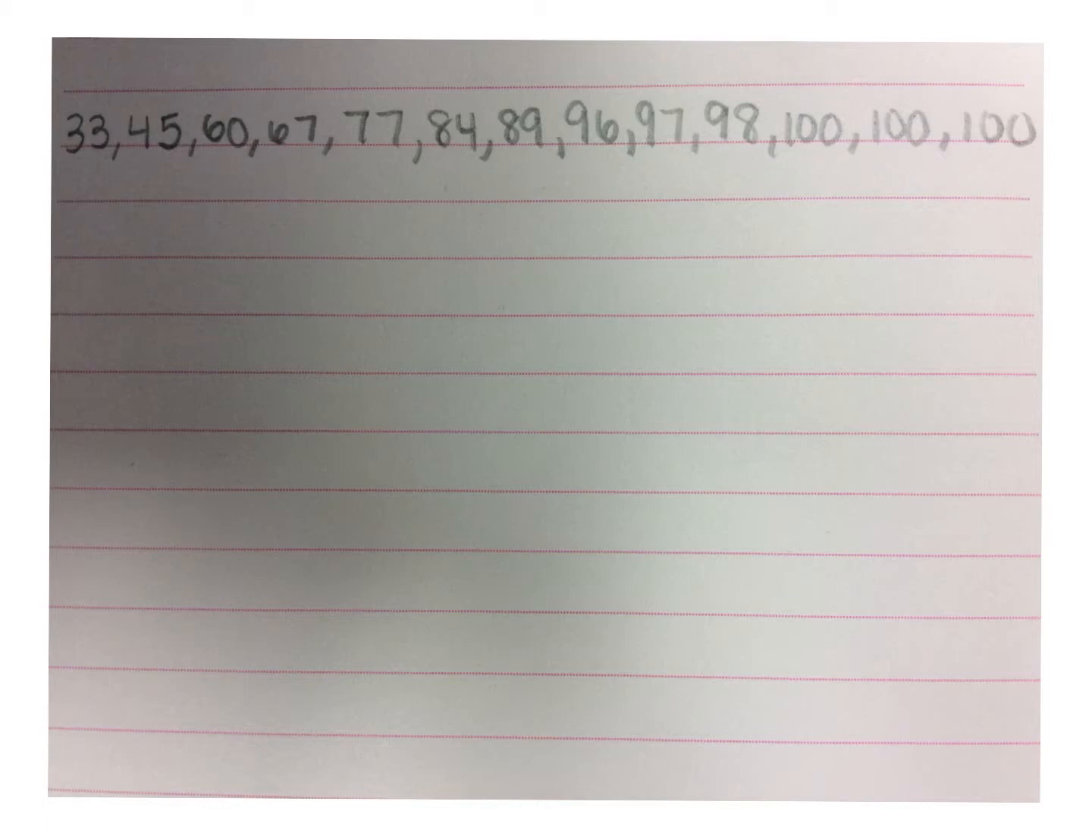All right, so the first thing we're going to do is find the median. If you recall, the median is the middle number in a data set. So what I'm going to do is check off from end to end until I get to the middle. 89 is our middle value. What I do is circle it because it divides our set of data into two pieces, the lower half and the upper half of data. So 33 through 84 is the lower half, and 96 to 100 is the upper half.